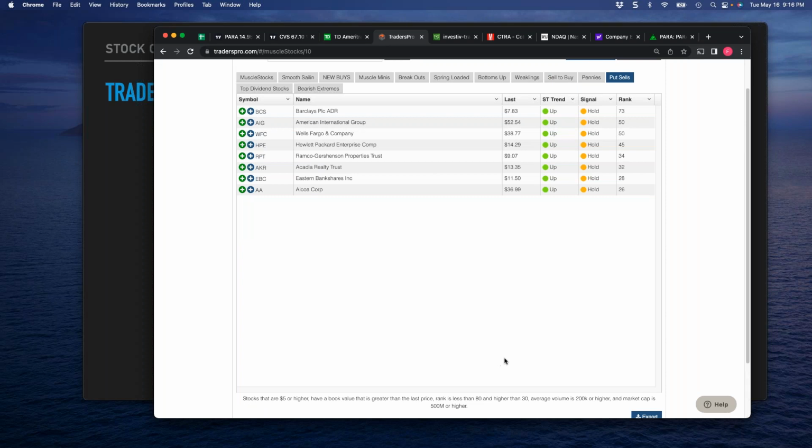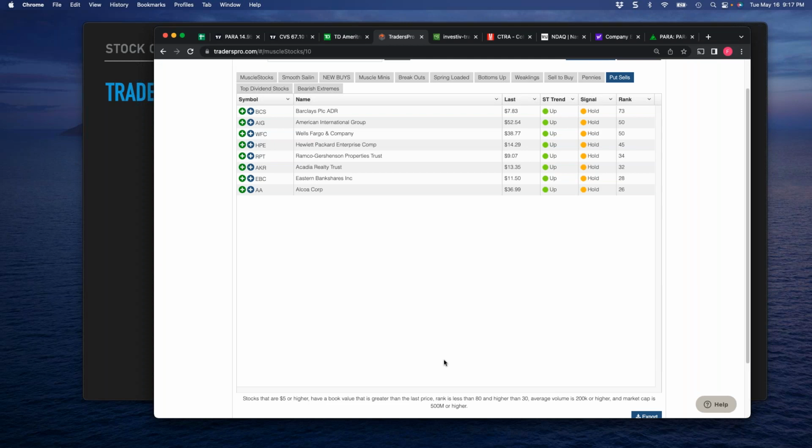Put sales. This is one that we've built to try to fit some of the criteria of the Rebel Income System. It's looking for stocks that have a book value that is greater than the last price. Remember when we talked about book value in session 2, that we described book value as a reflection of a company's intrinsic value, the value that shareholders would receive if the company were to close its doors, liquidate all its assets, and distribute the remaining cash to shareholders. And so this is one where the stock price is less than that book value.